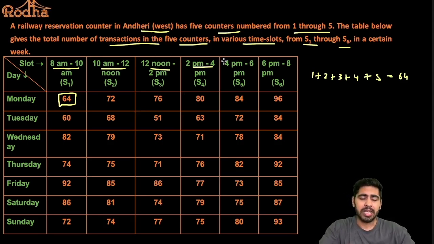Now, in CAT, they can increase the difficulty level by giving you cumulative data. Let's say they give you from 8 a.m. to 10 a.m. the number of transactions is 64, and then they tell you, okay, 8 to 12, the total transaction is the sum of two. They can give you the value, right? They can say that it's 136, right? So you have to subtract 64 from 136 and get 72 and so on and so forth.